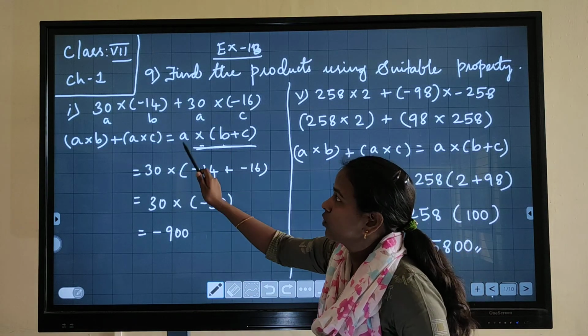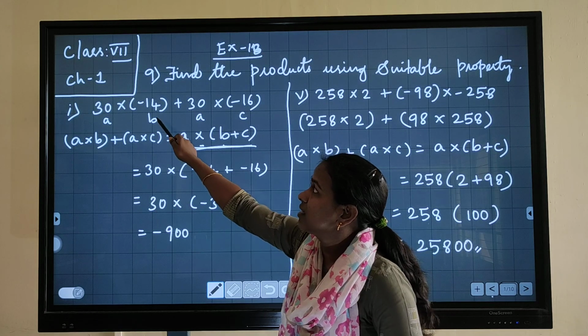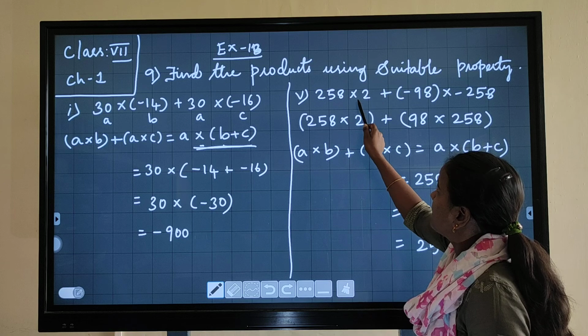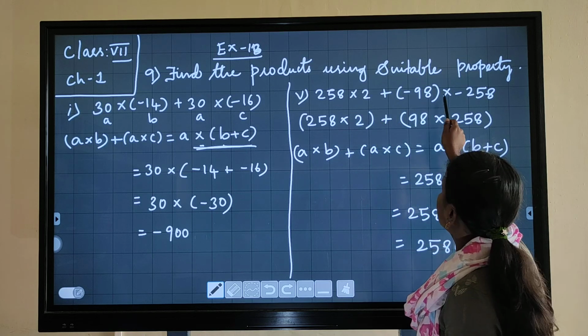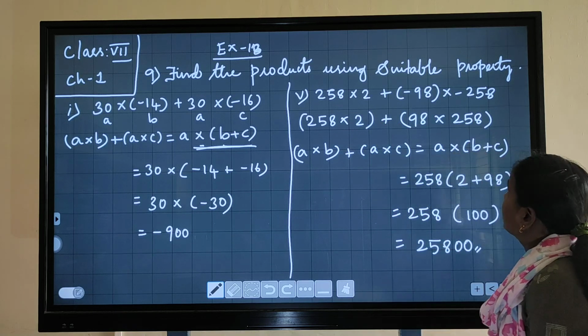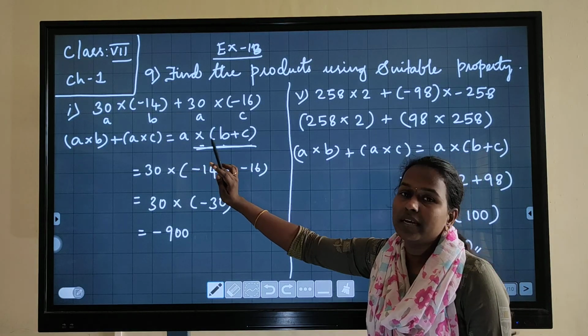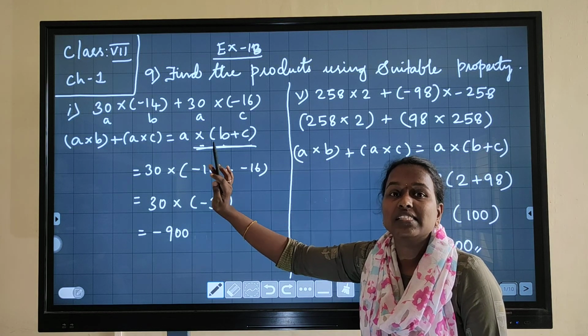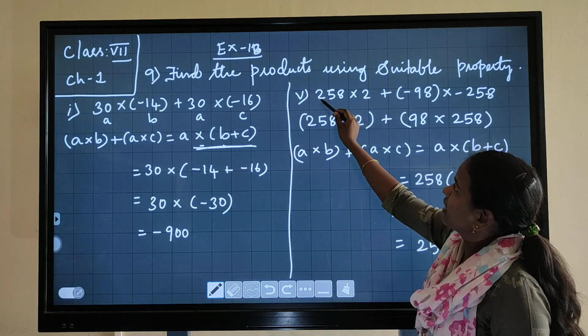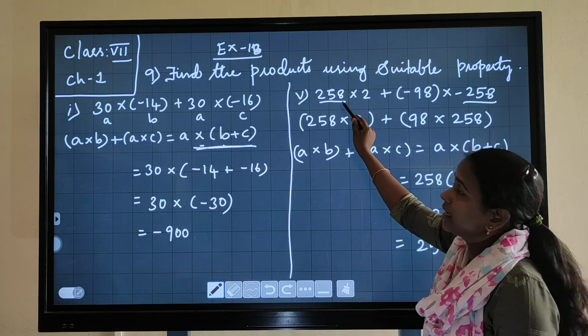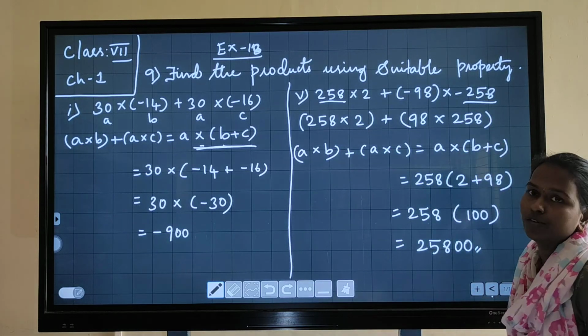Same method you have to use to solve question number 2, question number 3 and question number 4, because 2, 3, 4 all look like the same method. So see the fifth one: 258 multiplied by 2 plus minus 98 multiplied by minus 258. See, in distributive property, A should be the same number. But see here 258 is there, here also 258 is there. But here it is positive 258, here negative 258.